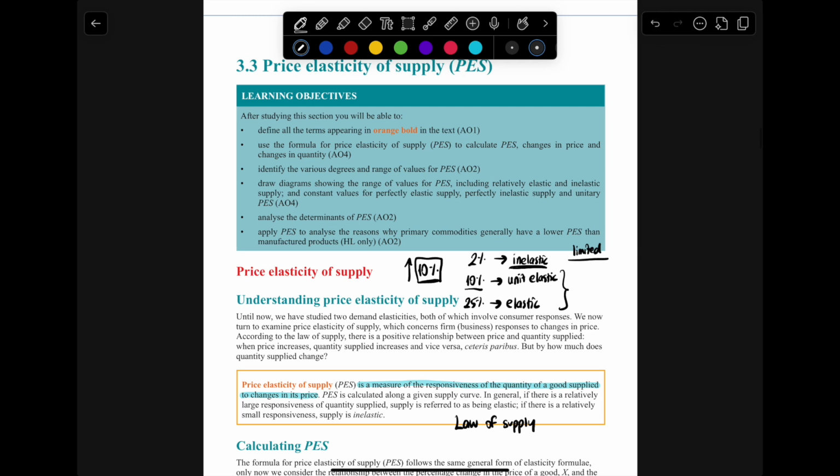However, not all firms can expand easily because some face constraints like, let's say, limited factory size, limited raw materials, skilled labor shortages, or even long production processes could be a constraint for them. So elasticity reflects how constrained producers are and how flexible they are in their reactions to changes in prices.